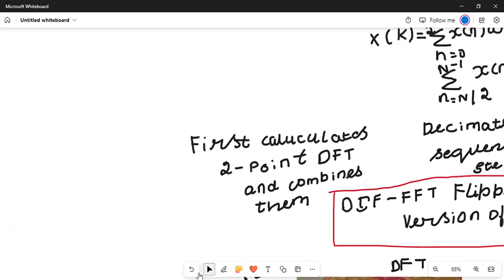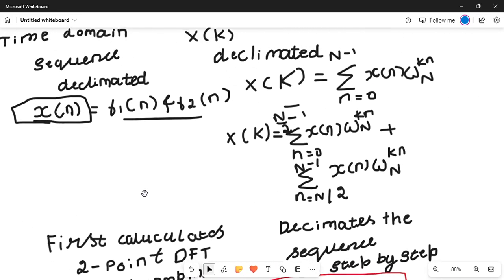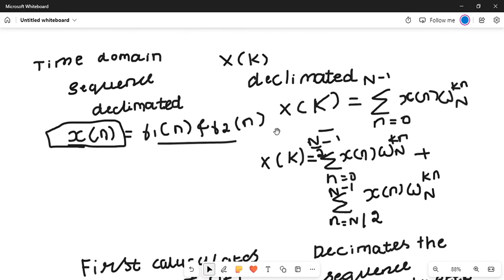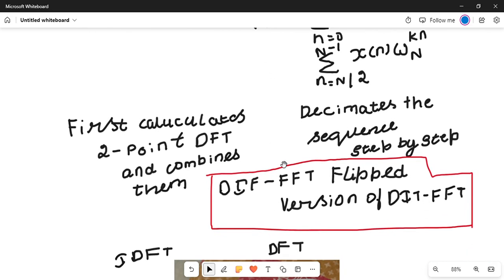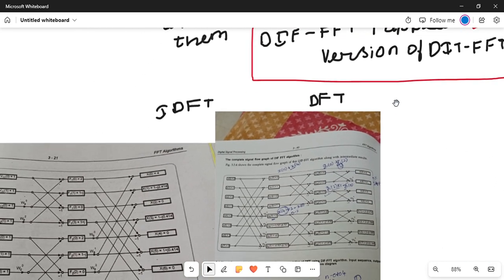See here I have written this in the very first thing. You can see here, right? This x of n I divided into f1 of n and f2 of n, where that is my even and odd sequences, right? Here also I have divided my x of k into first n by 2 sequence. For first n by 2 sequence I have taken this particular summation, that is n is equal to 0 to n by 2 minus 1, and for the second sequence and for the remaining n by 2 values I have taken n is equal to n by 2 to n minus 1, right? So that is what is your even and odd sequence division, right?